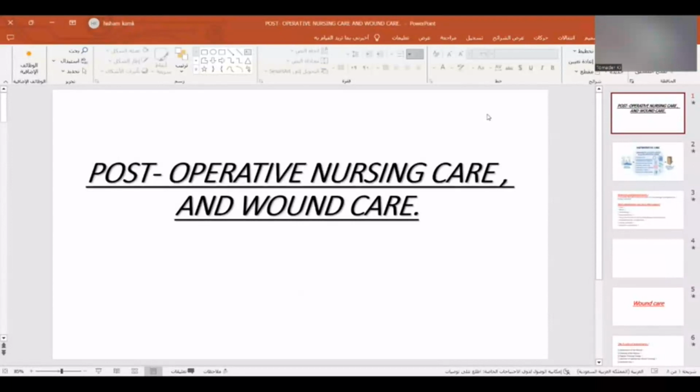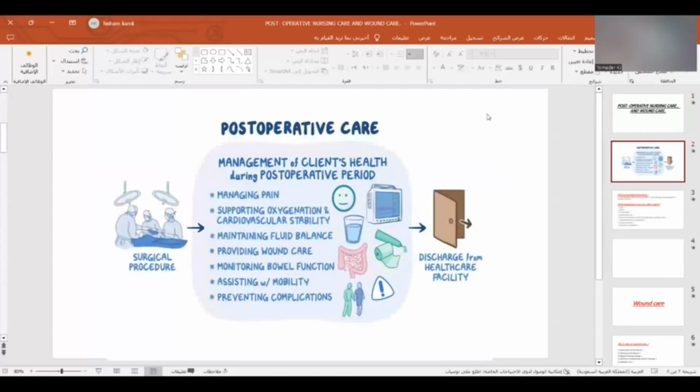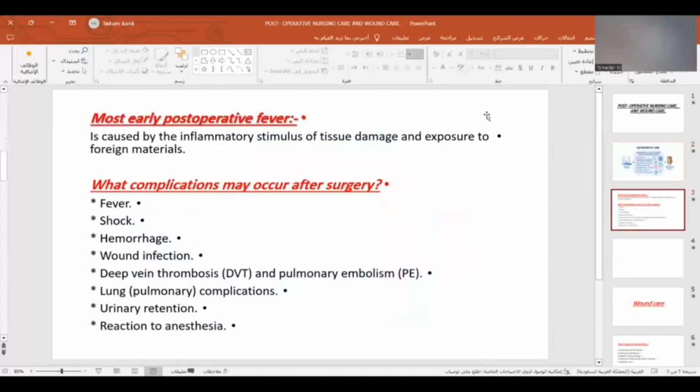Now we will talk about postoperative nursing care and wound care. Postoperative care is the management of the client's health during the postoperative period: managing pain, supporting oxygenation and cardiovascular stability, managing fluid balance by connecting IV fluid, providing wound care, monitoring bowel function, assisting mobility, and preventing any complication.